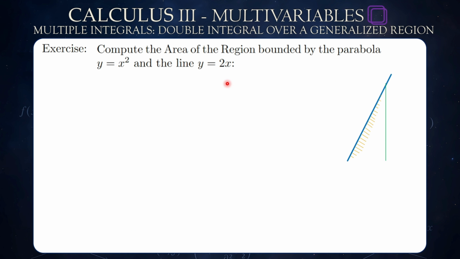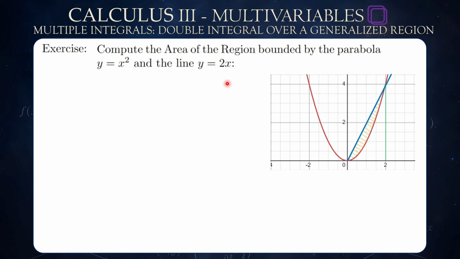To get a clearer picture and understand it further, we're gonna practice with a typical exercise. So let's say we want to compute the area of the region bounded by the parabola y equal x squared and the line y equal 2x. At first, we need to get the boundaries for that integral. So we need to know where these two curves, which is a parabola and a line, intersect.